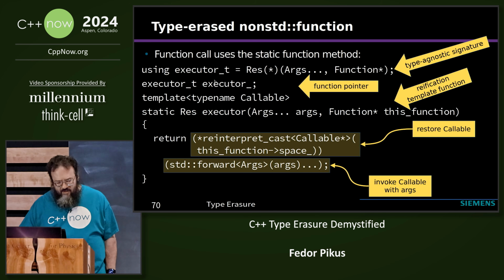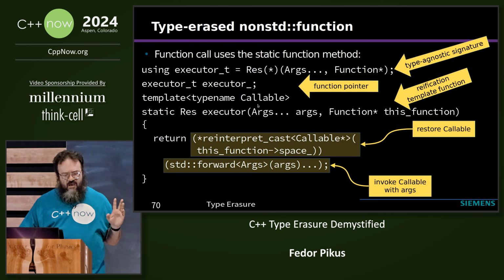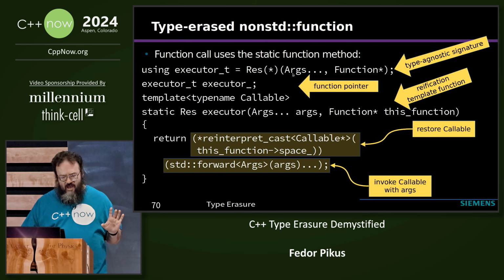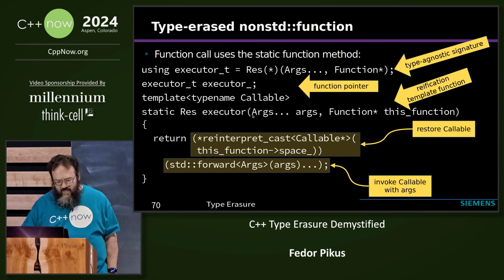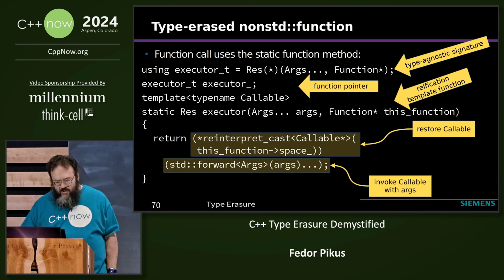I have a function pointer. This is a data member of my function. And I have a static function template parameterized on my callable that I'm going to instantiate in the constructor for every specific callable type. The only relevant behavior element of this callable is that I can invoke it with these arguments, and it gives me this result type, actually convertible arguments to these. This is my executor arguments, and I did say that I'm going to take one more argument at the end as a function pointer, so yes, here it is.